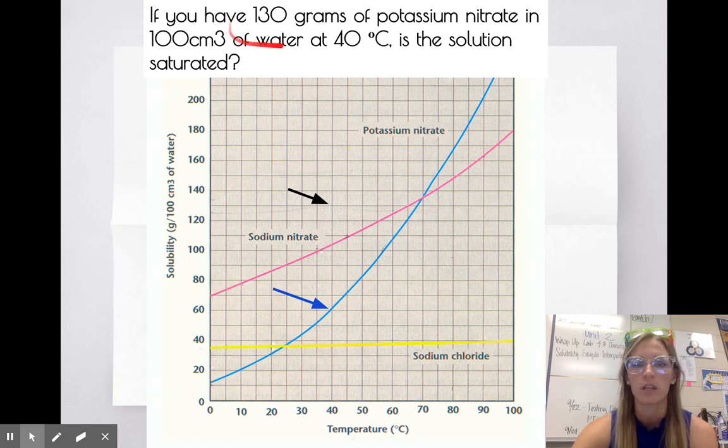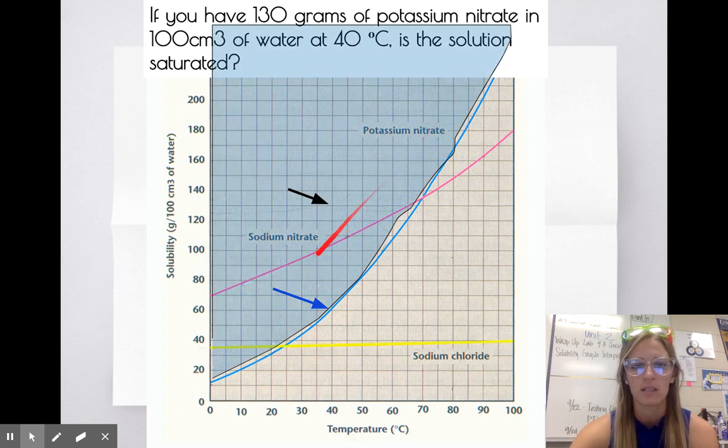So if we have 130 grams of potassium nitrate in our 100 centimeters cubed of water at 40 degrees Celsius. So here's 130, and then we're at 40. So right here where this arrow is pointing, that's where our solution would sit. And then the question is asking, is the solution saturated? So we're looking at our blue line where the blue arrow is. Is our solution saturated? Yes, it is saturated, so much so that it's saturated with excess. So we are above the line, we're saturated with excess.